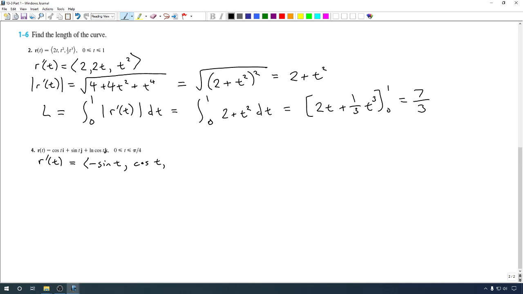Now for the derivative of ln of cosine, we have to use the chain rule. The derivative of the natural logarithm is 1 over the inside, so we end up with cosine of t on the bottom. But then we have to multiply this by the derivative of what's inside. The derivative of cosine is negative sine, so let's put that on top. Before we go any further, I'm going to simplify the sine over cosine. Sine over cosine is just tangent. So we have negative sine t, cosine t, negative tangent t.